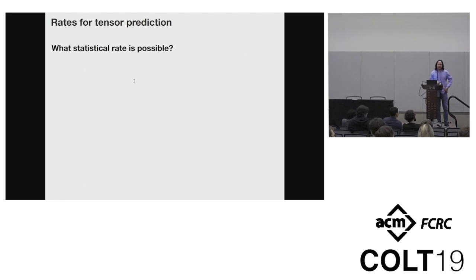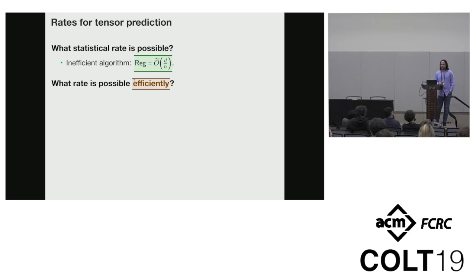Okay, so let's first look at what rates are possible for this setting. Here it's first helpful to think about what's possible information theoretically. If we focus on the case where rank is 1, it's well known that there's an inefficient algorithm that gets a rate of d over n. So d is the natural parametric rate, and we expect a 1 over n rate because we're working with square loss here. But when you go for efficient algorithms, things get a little bit more interesting.